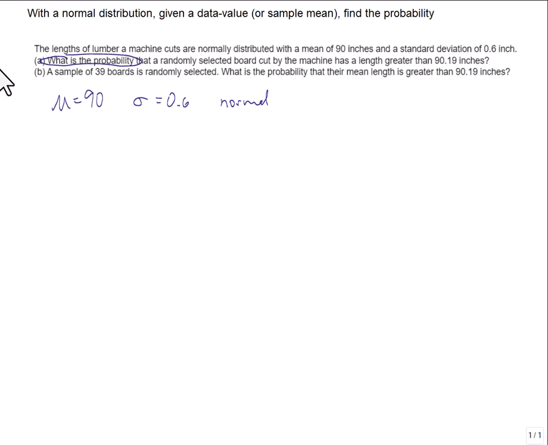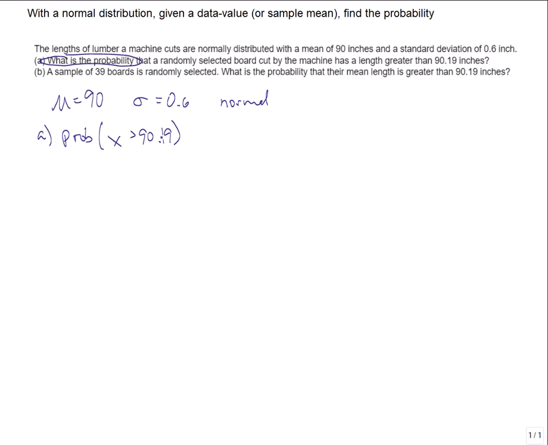In part A, they're asking specifically, find the probability that a selected board has a length greater than 90.19. So that's what they're asking. All right, so there's the given information and what they're asking. We've already described the distribution: the mean, the standard deviation, and it's normal.